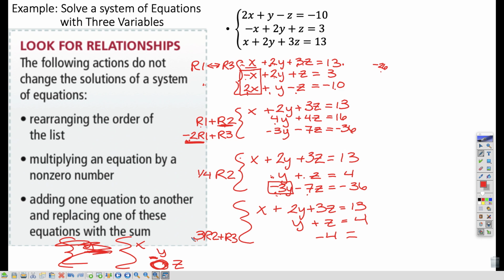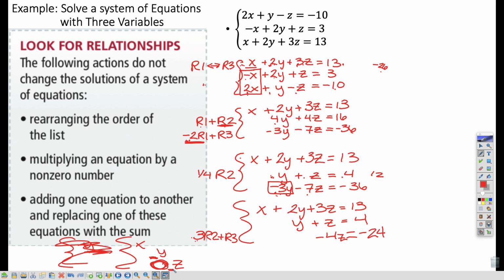3 times 4 is 12, and you can write it over here if you need to. 12 minus 36 is negative 24. Oh, I forgot my z on my 4. Yeah. Negative 24. So do I have my stair steps accomplished now? Yep.